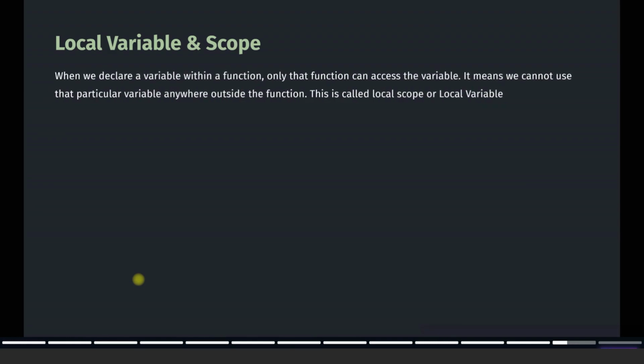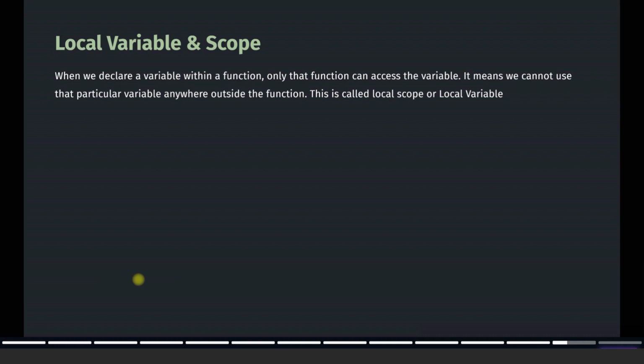Next we'll see Python local variables, global variables and scope. Python has different scopes of variables such as global and local scopes. It is important to understand these concepts and how they affect the visibility and accessibility of variables. For example, if a variable is defined within a function, it may not be accessible outside of that function. When we declare a variable within a function, only that function can access the variable.